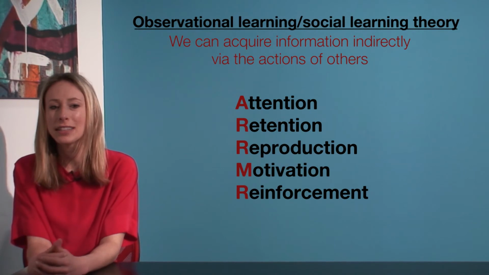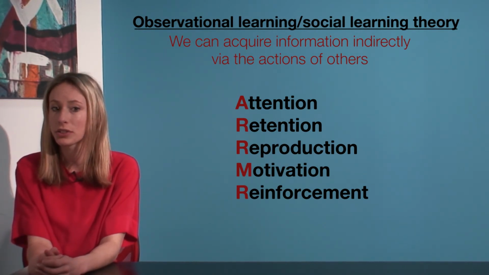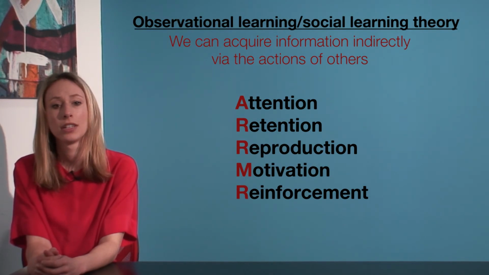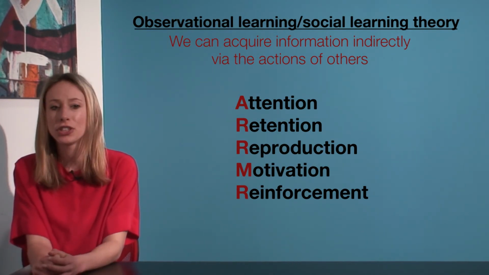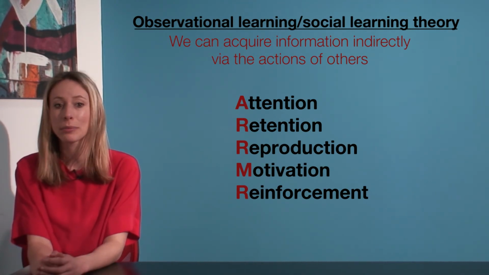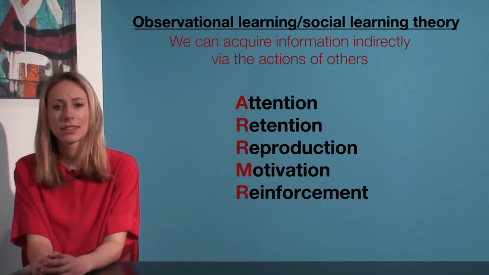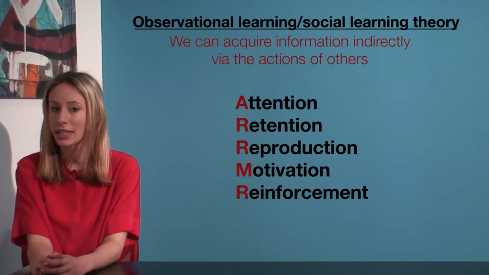Fifthly, the learner is more likely to produce the learned behaviour if the model is positively reinforced for showing that same behaviour. For example, if a fellow student gets bonus credit for turning up to class early, you are more likely to turn up to class early yourself. So there you have it, the 5 stages of observational learning.